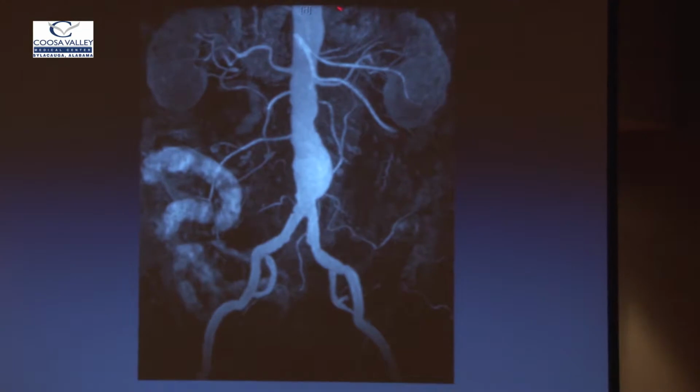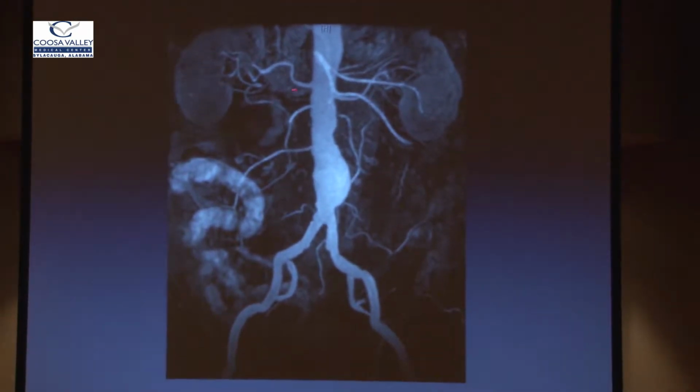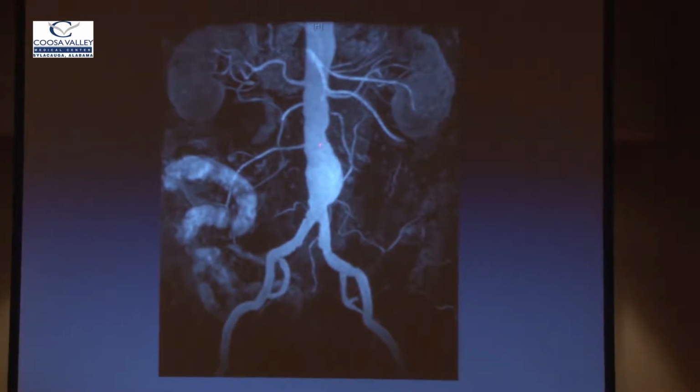So this is the picture of an abdominal aortic aneurysm. You see the aorta coming down here. You see the kidney arteries, which look very nice. There's no renal artery stenosis. And now you get down here, and you see how this thing starts to pouch out like a balloon.